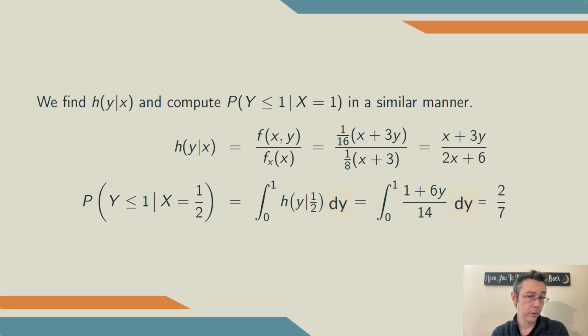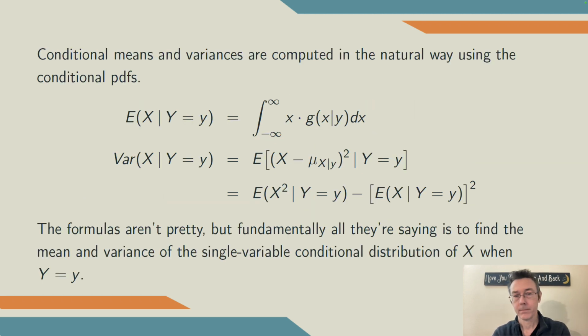Here, again, we're viewing this as a single variable function of y, where x is some value that we're plugging in. Then we evaluate the probability that we're asked to find by integrating that conditional density function over the interval of interest. So here, y less than or equal to 1, so we're integrating from y equals 0 to y equals 1. When we do out that arithmetic, we get 2/7.